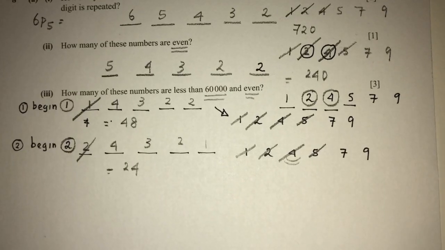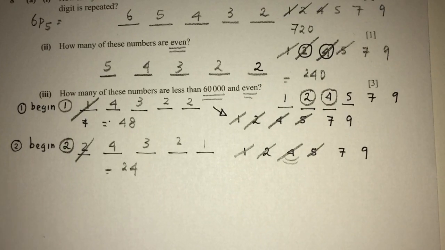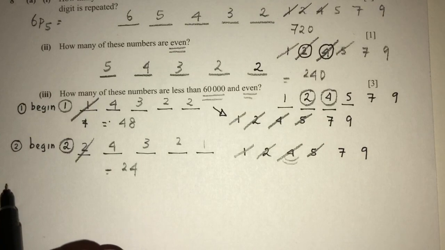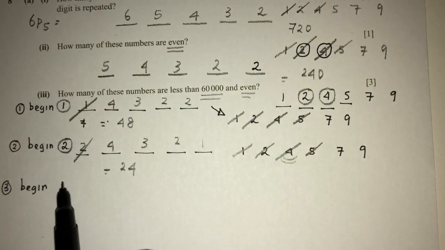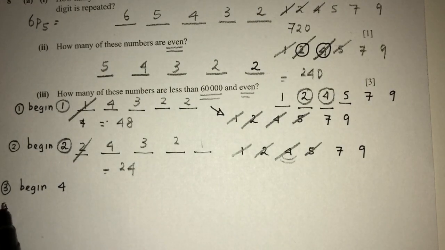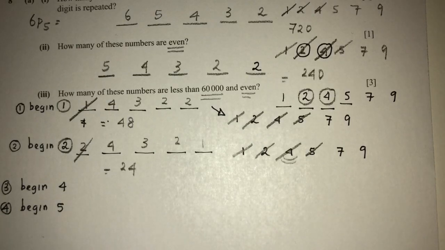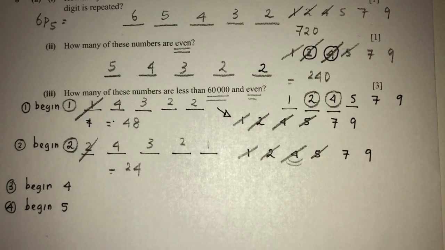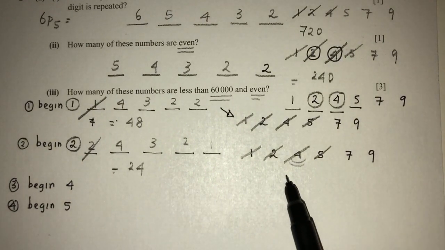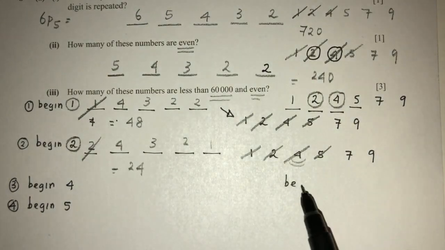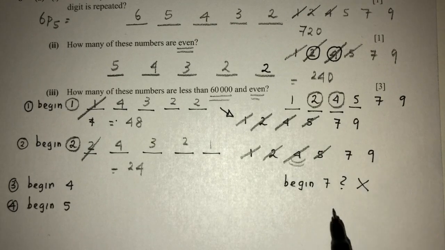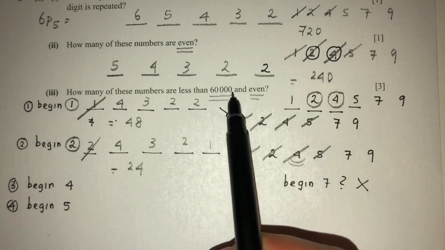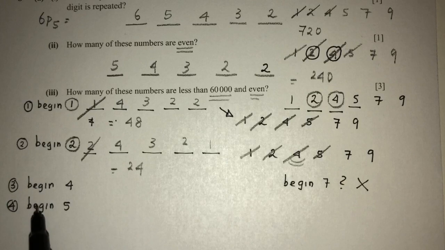Now for the rest, as you can see, we have 2 other cases: number 3, begin with 4, and number 4, begin with 5. Now, a question for you if you have been following: can you begin with 6? So, begin with 7. Can you begin with 7? The answer is no, because your number has to be less than 60,000. So, you only have 2 more cases to go.